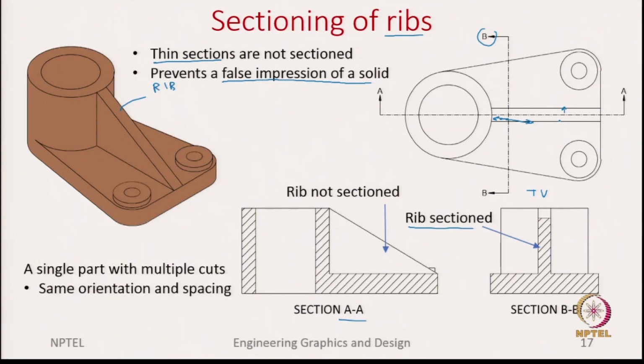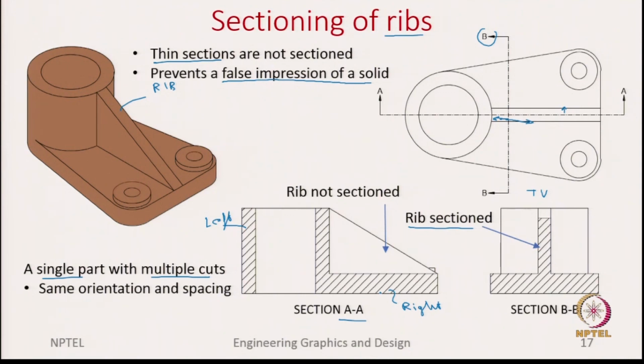I have one more important point, which is not related to the ribs, but it talks about a single part with multiple cuts. So, for example, in this section AA, you can see that you have these hatching lines to the left and the hatching lines to the right. Do they both belong to the same part? The answer is yes. They belong to the same part, but they are separated by some space. Because this left sectioned area and the right sectioned area are not connected, they are a little apart.